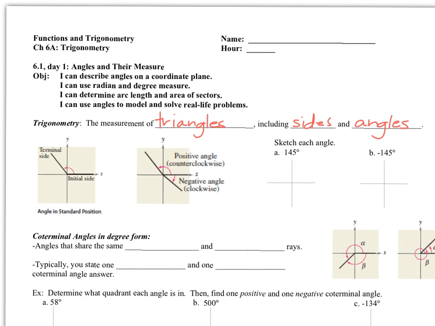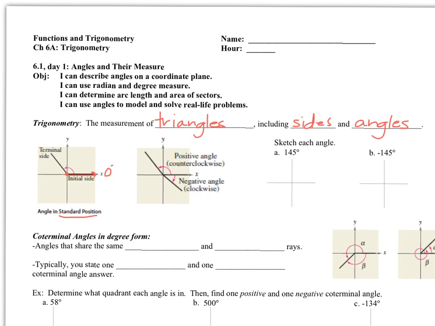The definition of trigonometry is the measurement of triangles, including sides and angles. As we create angle measures on different quadrants, we need to take a look at where an angle starts and where it ends. This is known as an angle in standard position. The vertex of the angle will always be at the center of the coordinate system. The initial side is always where we start our measure, and that will be at 0 degrees.